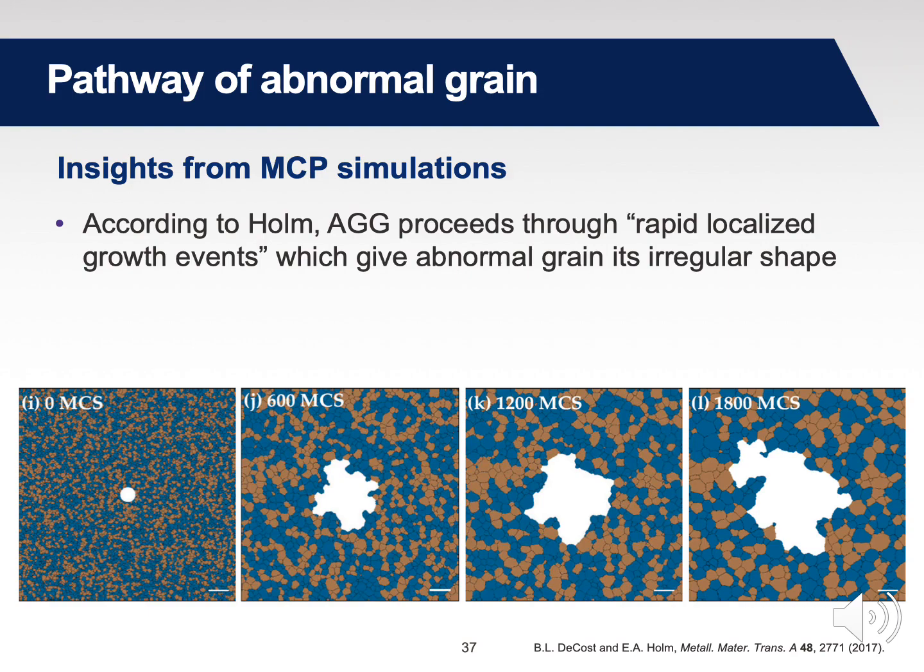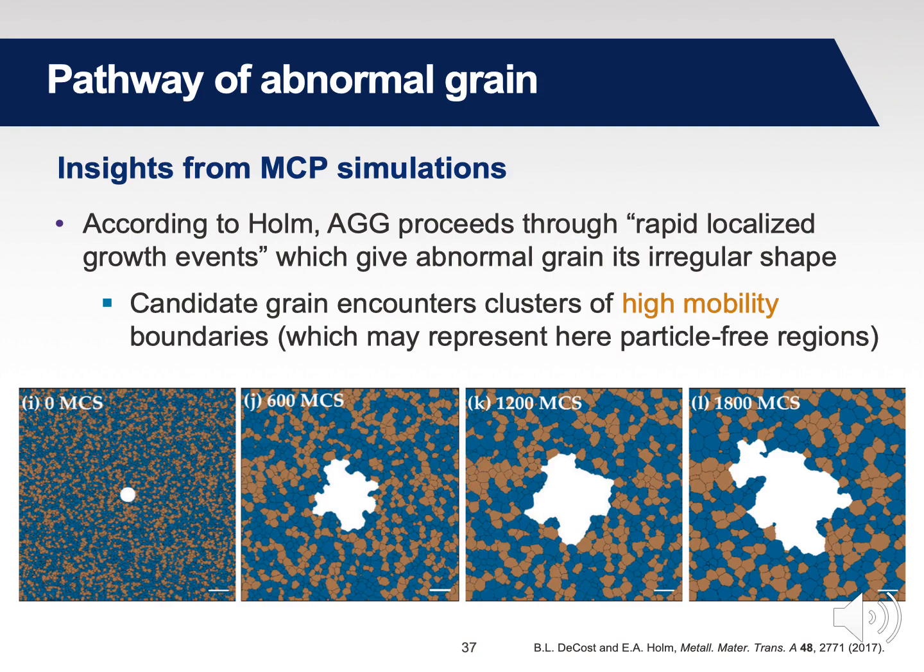And in her simulations, she had both grains that have low mobility as well as grains that have high mobility. The high mobility boundaries are indicated in brown, the low mobility boundaries are indicated in blue. And so what you can see here is where you have these high mobility grain boundaries, the abnormal grain shoots out, and it develops these regions of very high curvature as a result. So you have these localized and rapid growth events that give rise to a highly irregular shape.